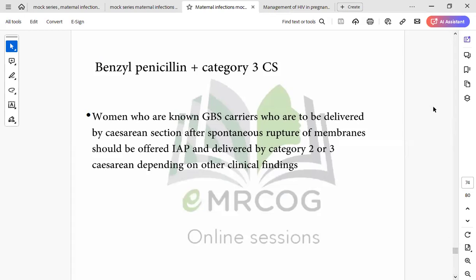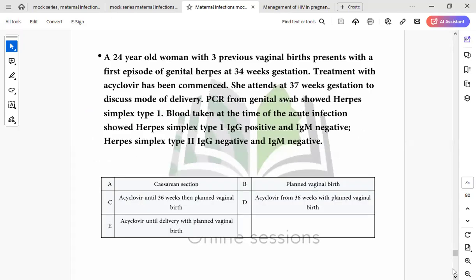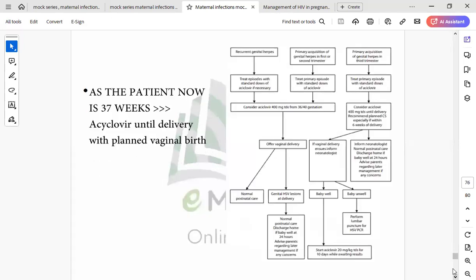Exactly. And this is why, whether it was category 2 or category 3, it's going to depend on the CTG, of course. But they didn't mention anything that the baby is having any problems, so this is an elective cesarean section. Okay, and category 3 is when we are going to perform the CS in maximally 1 week. Yeah, exactly. Okay.